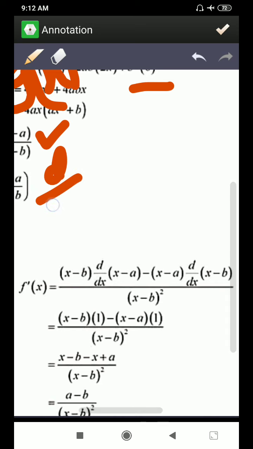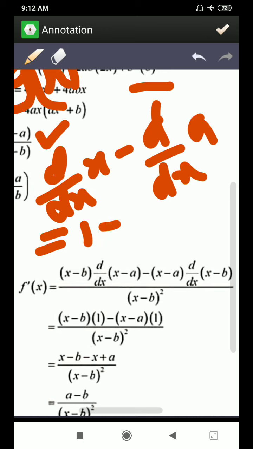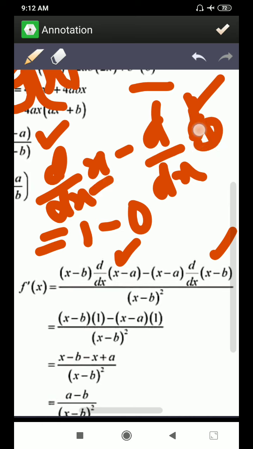Differentiation of x minus a. So differentiation of x minus differentiation of a. Differentiation of x is 1, that I have explained in many questions, and differentiation of a is 0 because this is a constant. So the derivative of this is 1. Similarly, differentiation of x minus b will also be 1. In place of a, it will become b, so there will be no change in differentiation. So the derivative of this is also 1. So I have replaced these by 1.